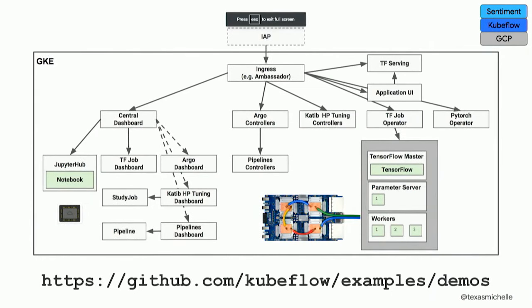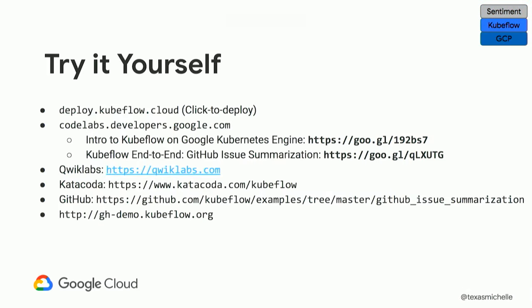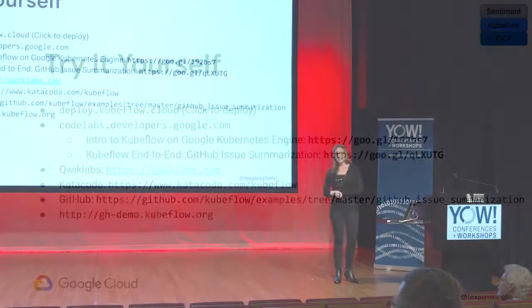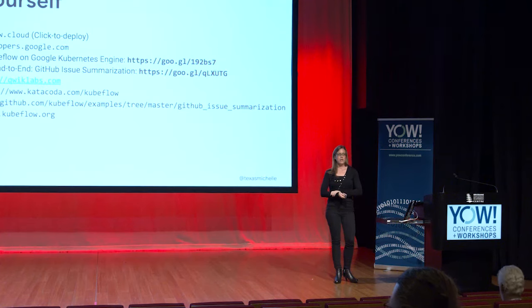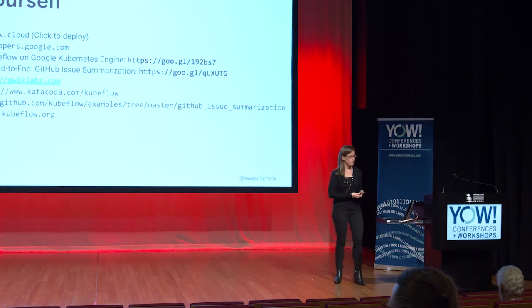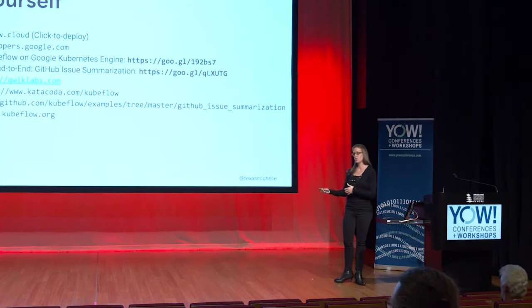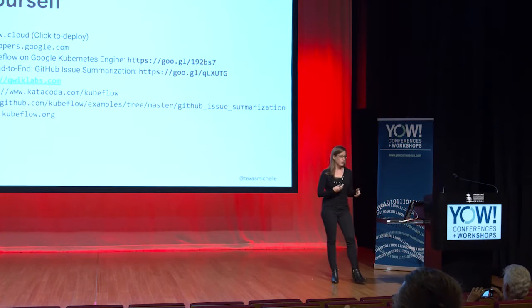All right, so don't just take my word for it. If you want to run any of that yourself, there's a couple of options. Deploy.kubeflow.cloud, that's that click to deploy thing that we saw. You can give it your own project name, and you too can have your own Kubeflow cluster. Codelabs.developers.google.com, there are a few different walkthroughs there, and you can use that, again, on your own project. Quick Labs will actually give you the resources you need. Katacoda, same thing. If you just want Markdown and you want to walk through it on your own, that's there as well on GitHub.